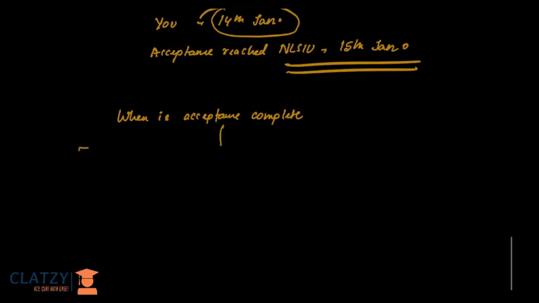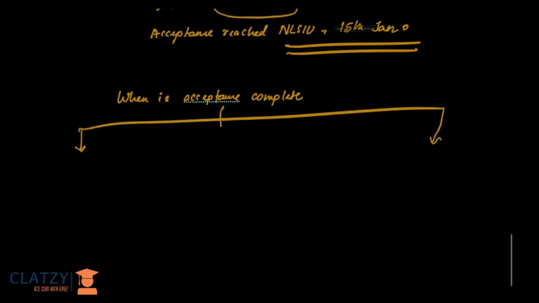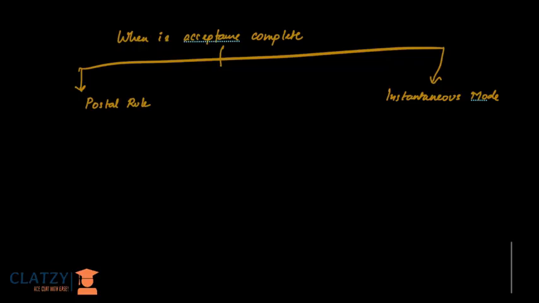We will look at all the scenarios. Number one, we will talk about postal rule. And second, we'll talk about instantaneous mode. We had seen that an acceptance is complete in postal rule at two different times.